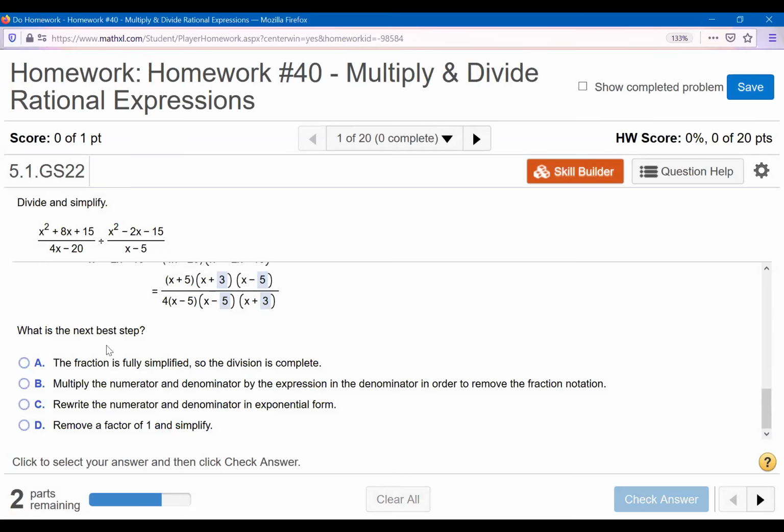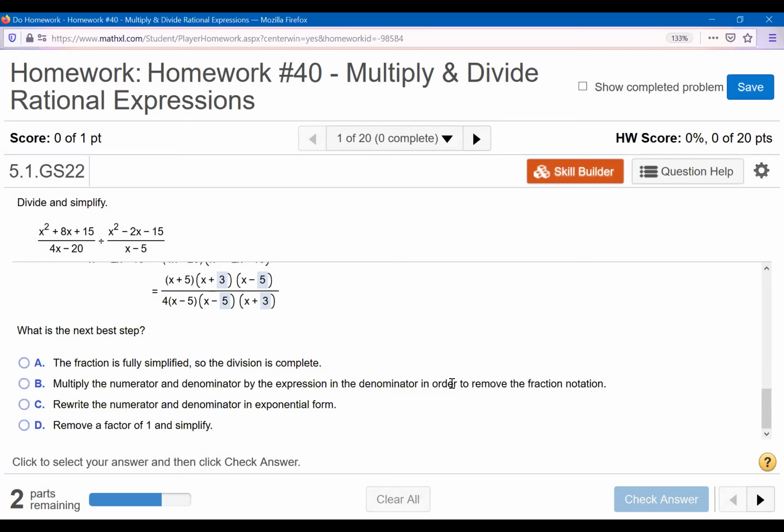Choice A, the fraction is fully simplified, so the division is complete. No. Choice B, multiply the numerator and denominator by the expression in the denominator. And okay, no. Choice C, rewrite the numerator and denominator in exponential form. Definitely not. Choice D, remove a factor of 1 and simplify. Yeah, cancel out common factors. So that's this one, remove a factor of 1.